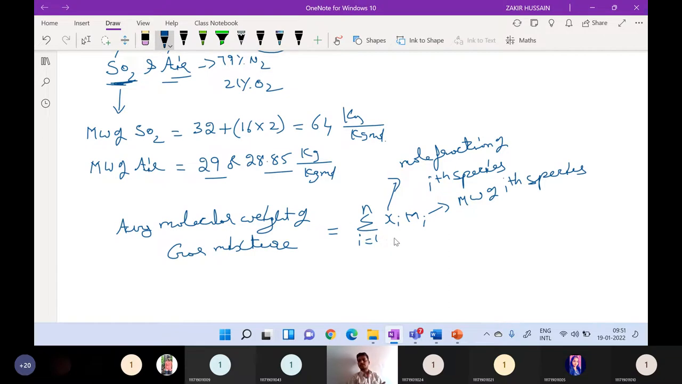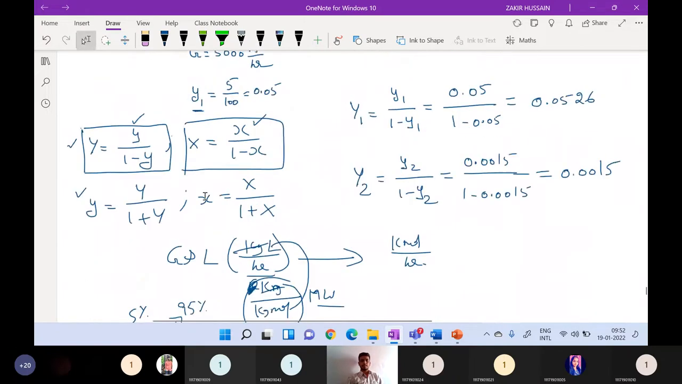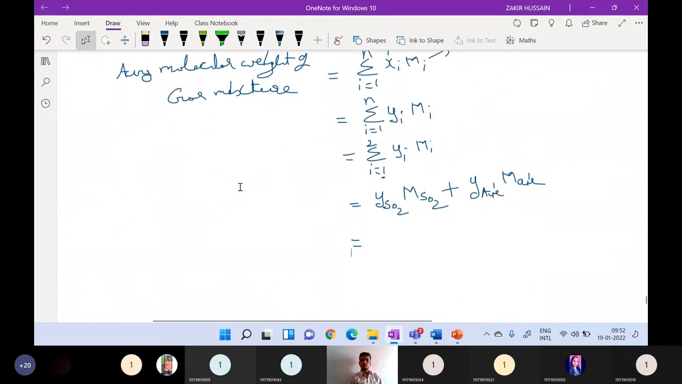Here we are using x notation for the liquid phase and y notation for the gas phase, so we can rewrite this formula as yi into mi, where yi is the mole fraction of the ith species and mi is its molecular weight. Our gas is composed of two components, so i is from 1 to 2: SO2 and air. That is y of SO2, the mole fraction of SO2, into the molecular weight of SO2, plus the mole fraction of air into the molecular weight of air. This is the average molecular weight formula. In the inlet, the mole fraction of SO2 is 5%, that is 0.05.